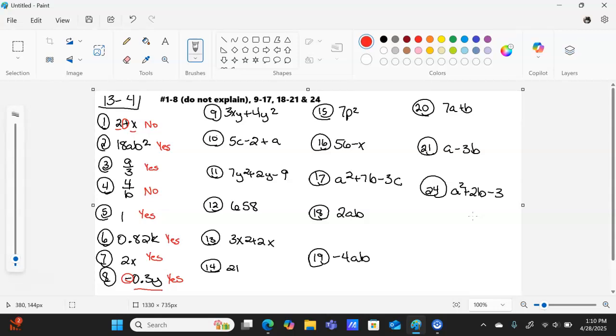And then 9 through 17, we had to tell whether it was a mono, bi, or trinomial. So here's my plus sign, and I have two terms, so this is a binomial. Here, there's some addition and subtraction signs, and I have three terms, so this one is a trinomial. Same thing happens here. Three terms, so it's also a trinomial. This is a monomial. This one is a binomial.